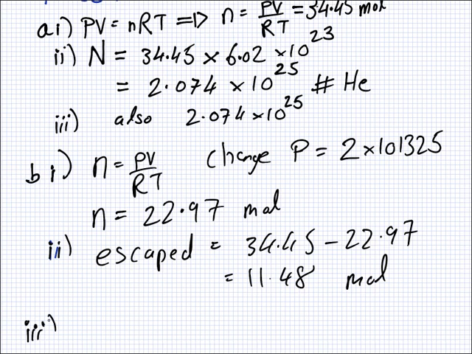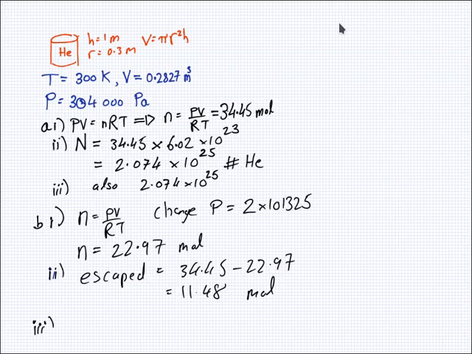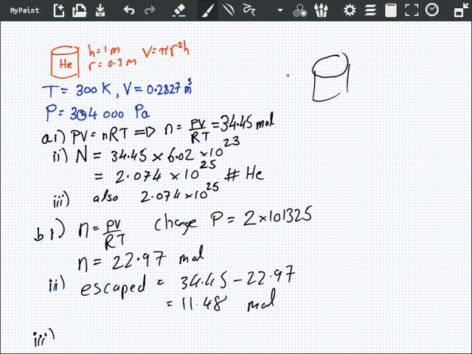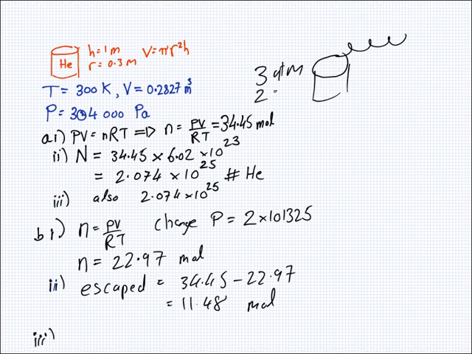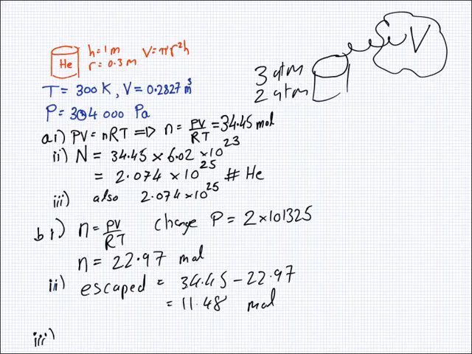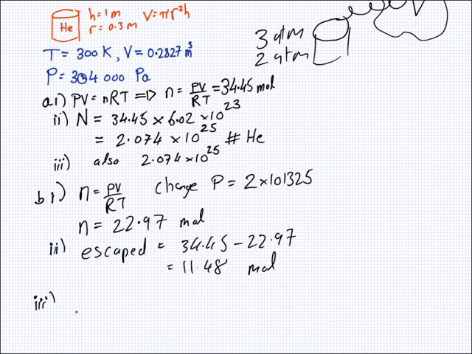Part 3. So, guys, what's happened now is we had the tank, and it had 3 atmospheres of pressure, but then some of the gas escaped. So now it has only 2 atmospheres of pressure, and you have this helium floating around now. Okay. My next question is, what's the volume of this helium? What's the volume of the escaped helium? So, by using this formula, we can get V equals nRT over P.